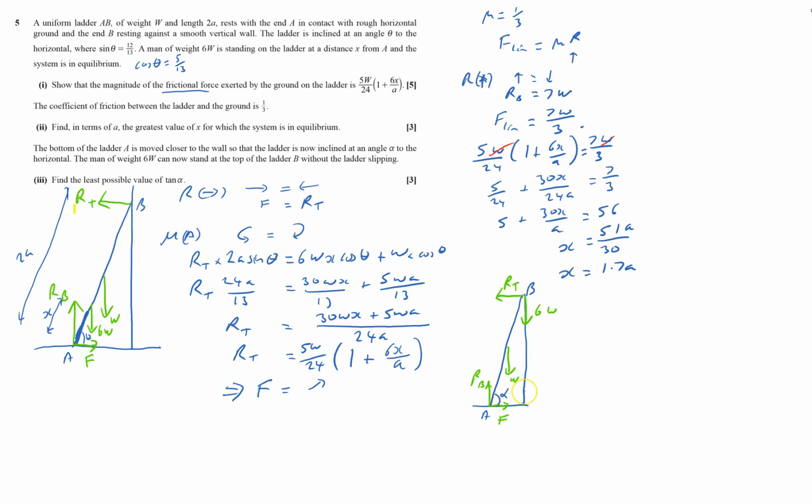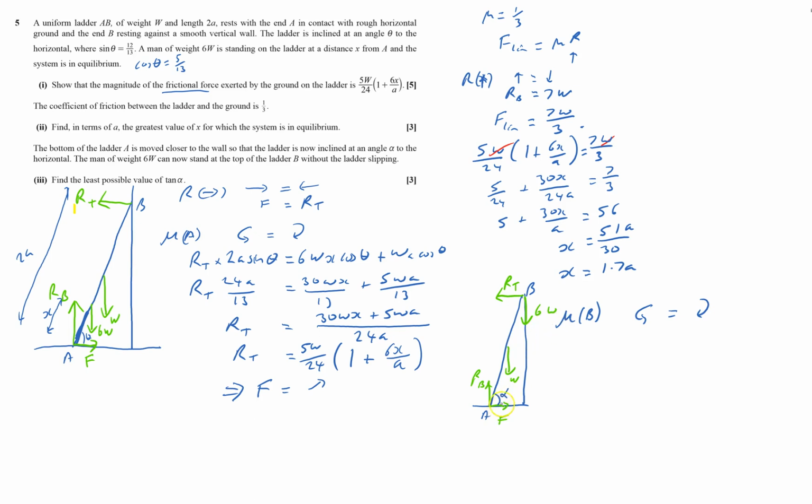Well, it's definitely going to be a moments type thing, because otherwise resolving is not going to help me. It's going to say RB is 7W and RT equals F. So it's definitely going to take moments. I'm going to take moments about B, because that's going to get rid of this 6W here. And I'm going to have anticlockwise equals clockwise.